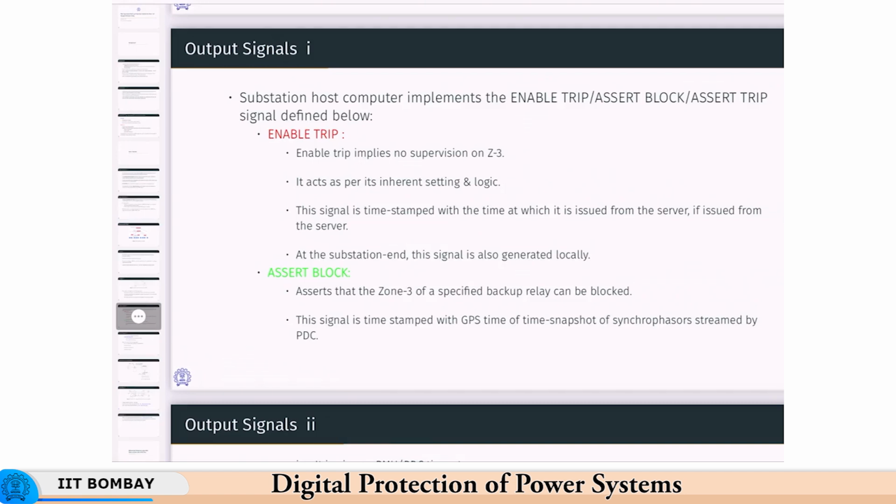Okay. So the second one is the assert block. This is issued when the analytic has ascertained that there is no fault on the transmission lines that it is supervising, and the relay can be blocked from operation. The relay which has picked up on zone 3 has not issued the trip because the timer has yet to run out, so that operation is blocked.